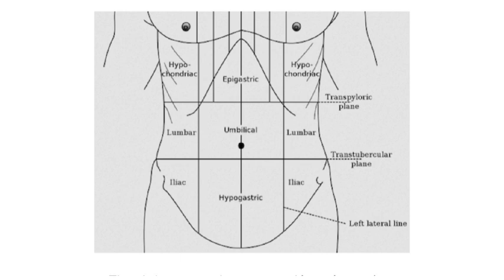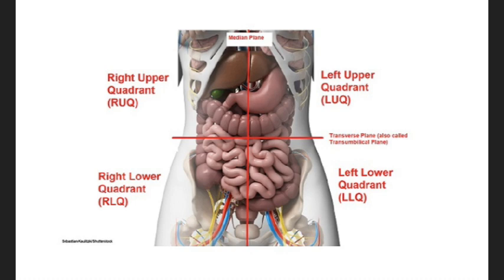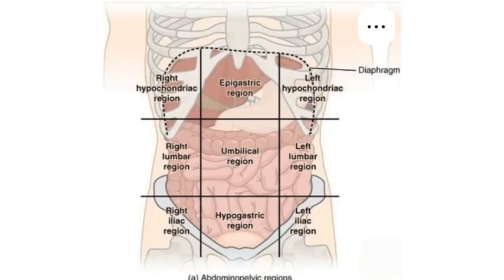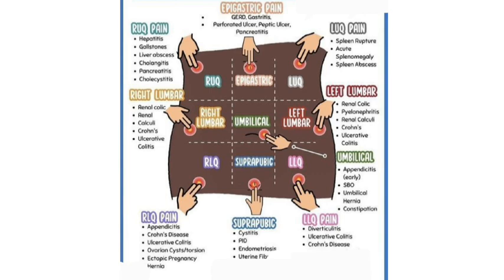So, the 4 quadrants are right upper quadrant, right lower quadrant, left upper quadrant and left lower quadrant. And the 9 region scheme is made by the 2 vertical mid-clavicular lines crossing the 2 horizontal subcostal and transtubercular lines. The 9 segments are right and left hypochondrium, epigastrium, right and left lumbar regions, umbilical region, right and left inguinal regions, hypogastrium.